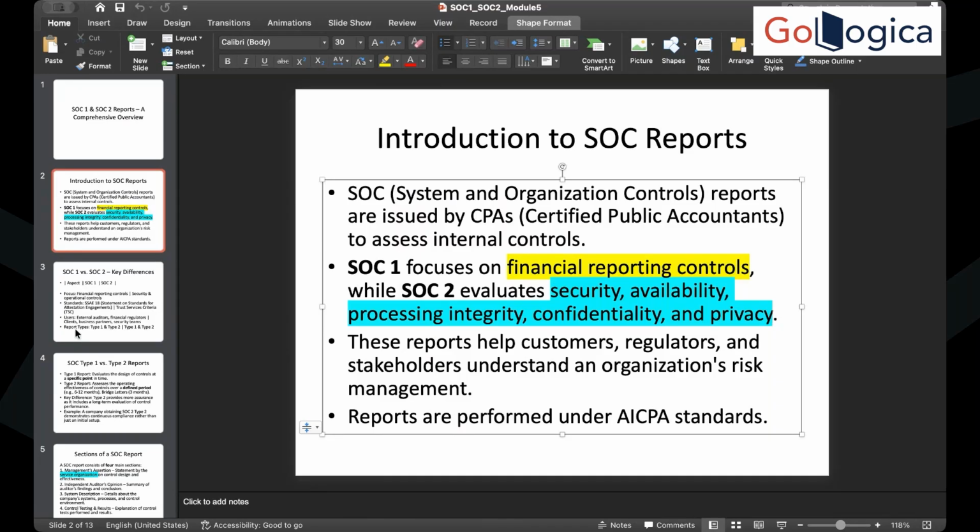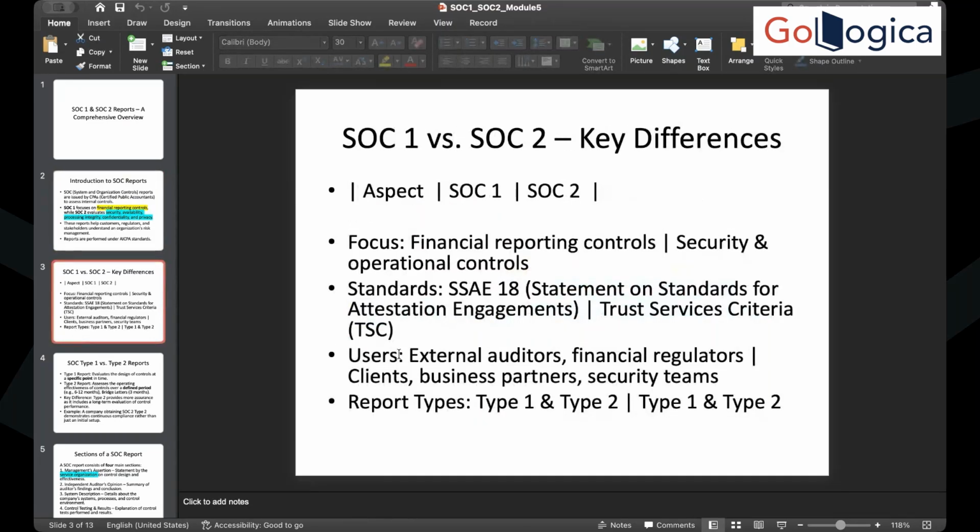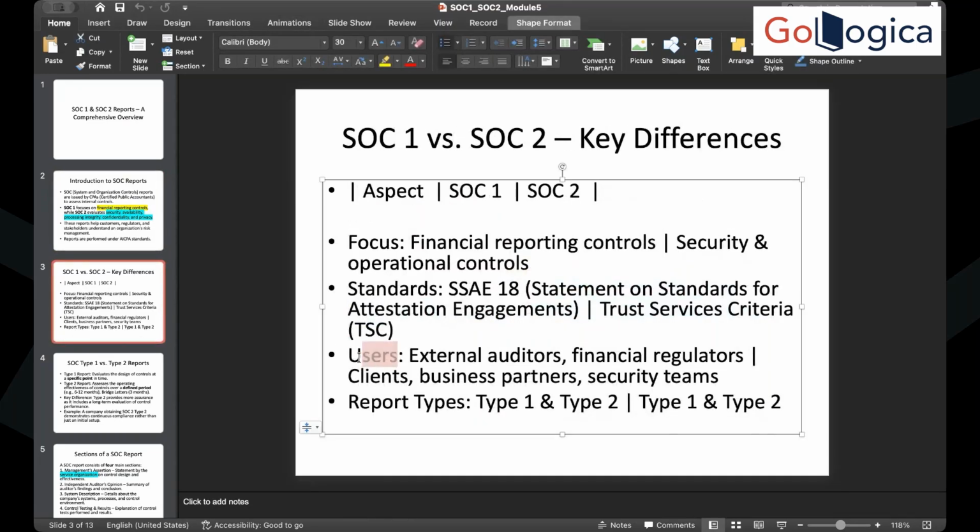Now, coming to users: who are the users of my report? SOC 1: external auditors, financial regulators, because this is a financial reporting control, right? And SOC 2: clients. My clients would be my customers, business partners, security teams, etc.